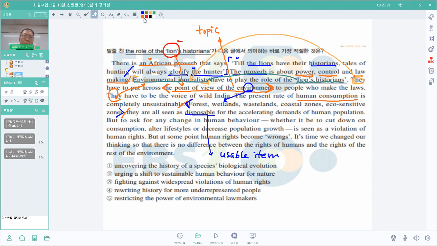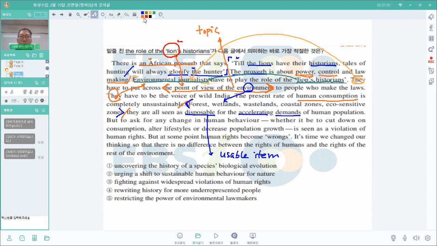We believe all these forests, wetlands, wastelands, coastal zones, and eco-sensitive zones can be used by humans. We believe that it is totally okay. It's perfectly okay that we use all this natural environment for our sake. We consider it a disposable item for accelerating the demand of human populations, because we have a huge human population in the world, and a growing demand for everything. So we can use all this environment to satisfy human demand.